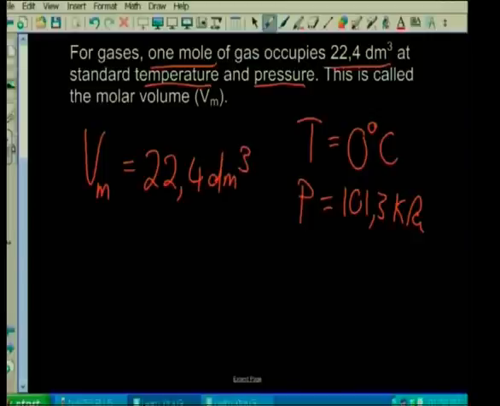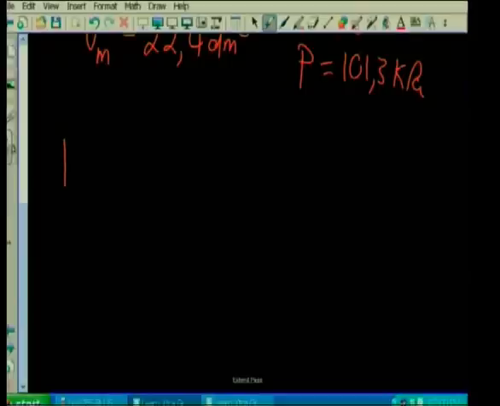So now what I've introduced to you is 3 ideas. I've introduced to you the idea that 1 mole can be a number, 1 mole can be a mass, 1 mole can be a volume. So let's just write those down so that we've got them very clear. 1 mole of anything can be the relative or the molar mass, M.